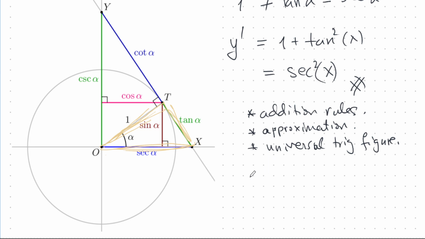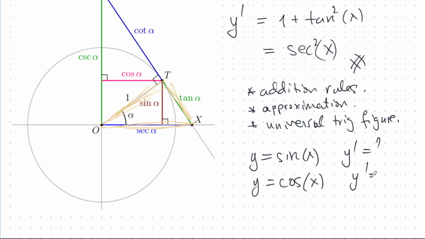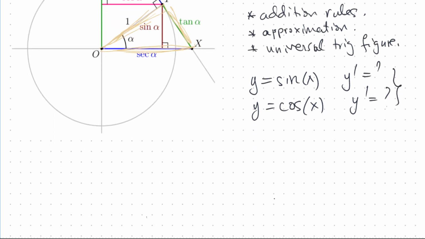Okay, now for your homework or for some exercises, I want you to try this. y is sine x, find y prime. What's y prime? And do it the long way like I did it. You don't need to look anything else up, because we did absolutely everything here. Everything you need is here. We have the identities, we have the approximations. You won't need the universal trig diagram for this, but maybe you will need it. It's up to you, you'll see. So you do this.